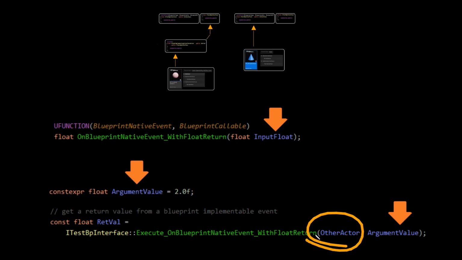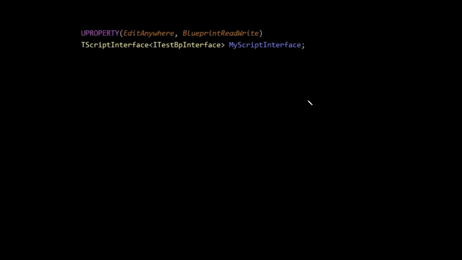The first argument is the actor that we are operating on, because this is effectively like a static function defined by the interface. So there's no object associated with this function call. And so we have to pass the object that we want to invoke this function on to the execute function. And so how do we communicate about interfaces across the code and blueprint boundary?